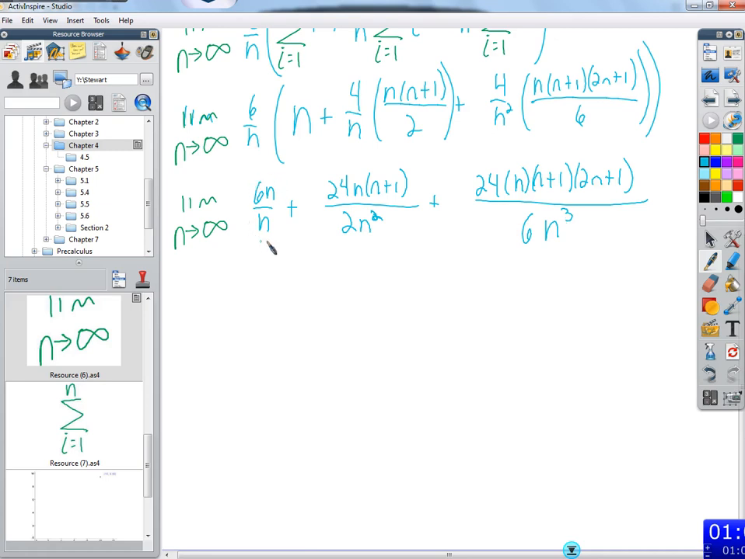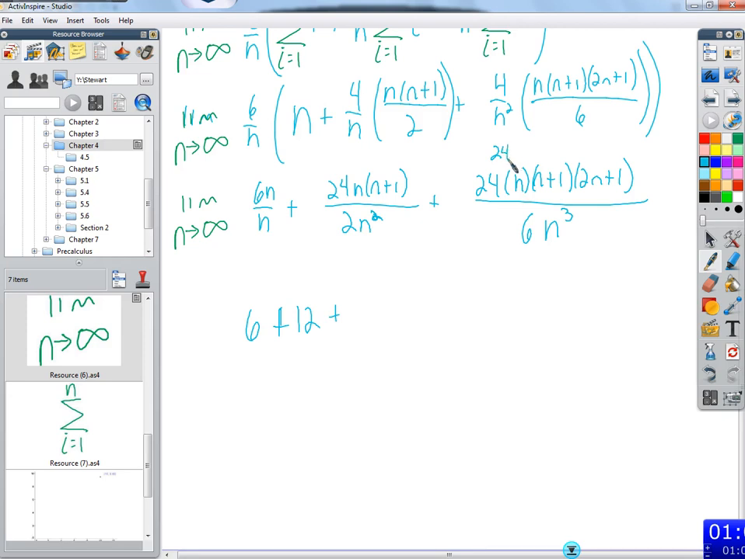What will this approach as n goes to infinity? Six. What will this approach as n goes to infinity? 12. Oh. We'll have an n squared up here, right? We'll have a 24n squared as our leading term. So 24 over 2, that would be 12. Plus. What will be the leading coefficient up here? 48. 24 times 2. Right?